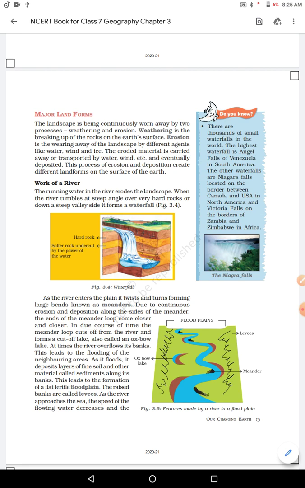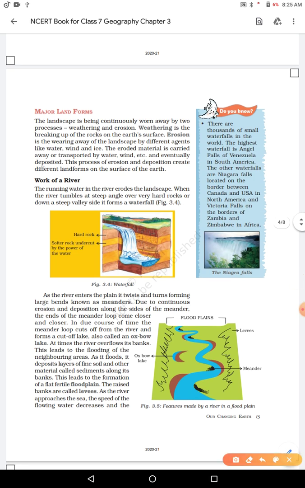The running water in the river erodes the landscape. When the river tumbles at a steep angle over a very hard rock or down a steep valley side, it forms a waterfall. This is this kind of waterfall.